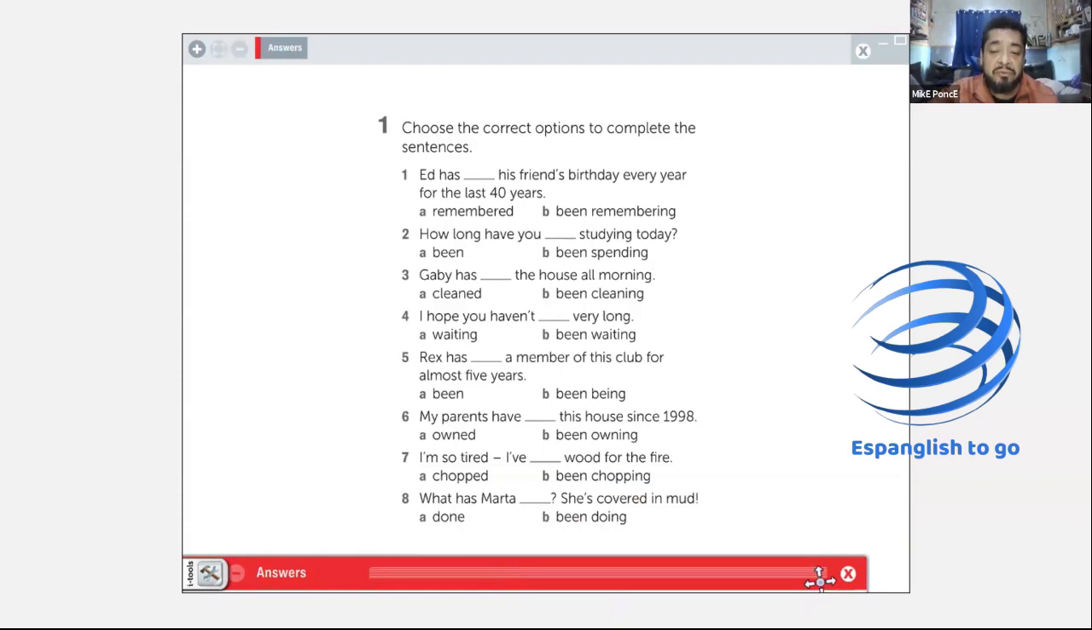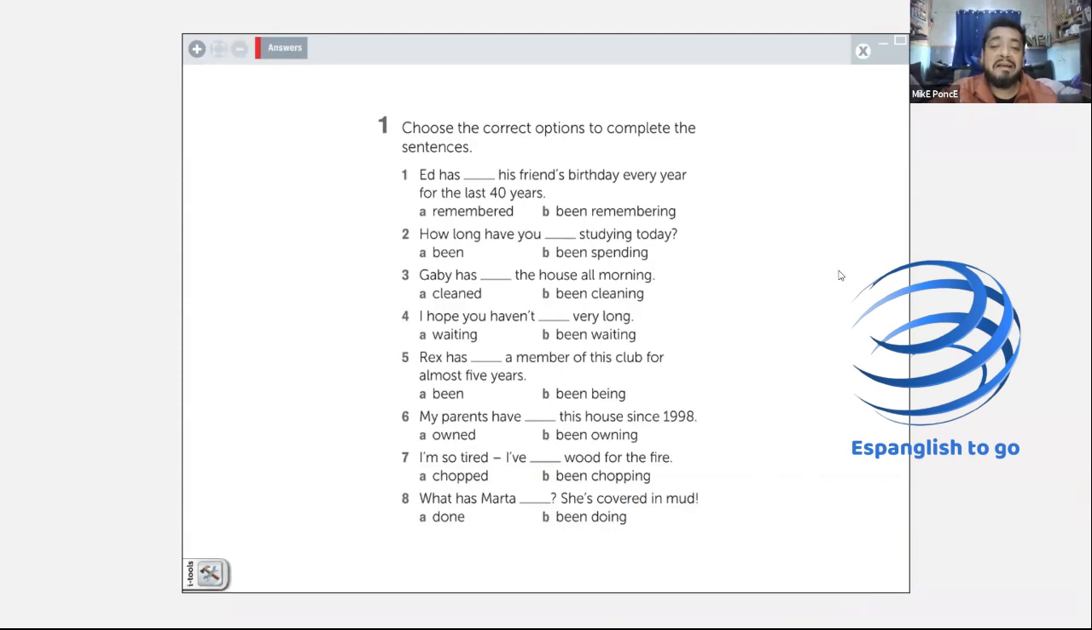I've been chopping wood for the fire. Oh my God, it's a hard activity. And number 8, what has Martha been doing? She's covered in mud. Oh my God, well, she's been playing in the mud, I think. Maybe it's been raining. Okay, well, those are the answers, guys. How many good answers did you get in this exercise? I hope that you have gotten them all. Well, if not, don't worry.